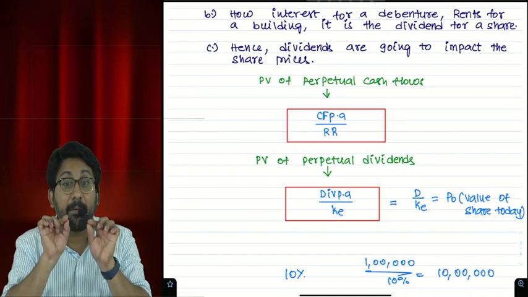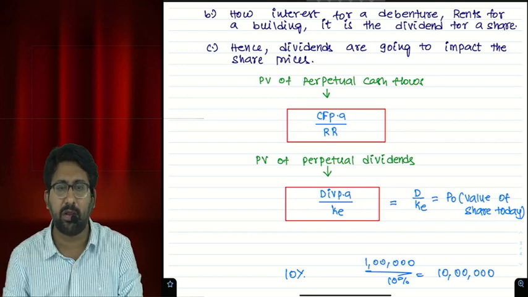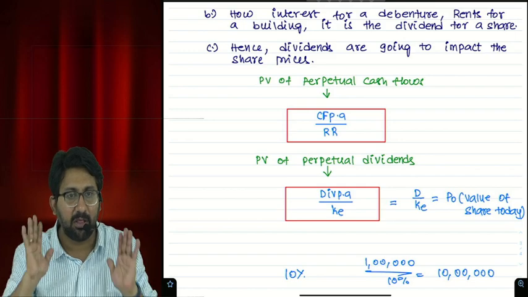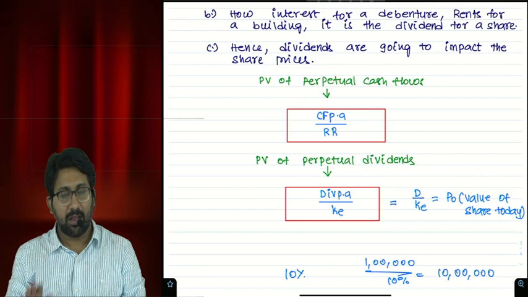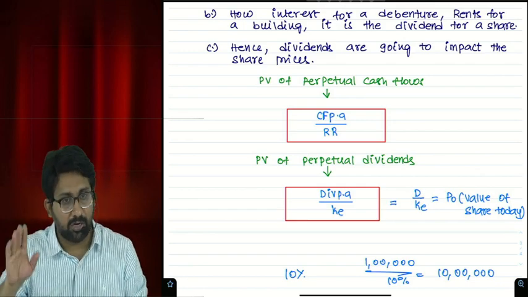Perpetual dividends, so 2 rupees, 2 rupees, 2 rupees, like that it keeps coming. 10% is your expected return. 2 divided by 10% will give you the present value of the particular asset or a share, whatever you call it. Clear? This is without growth.